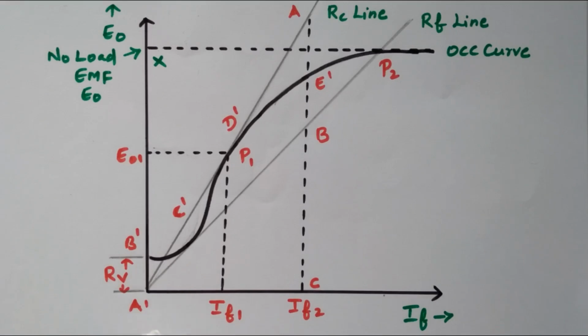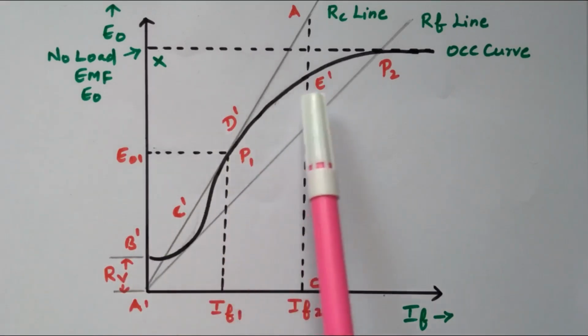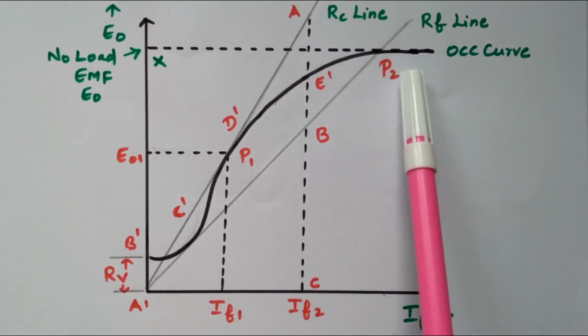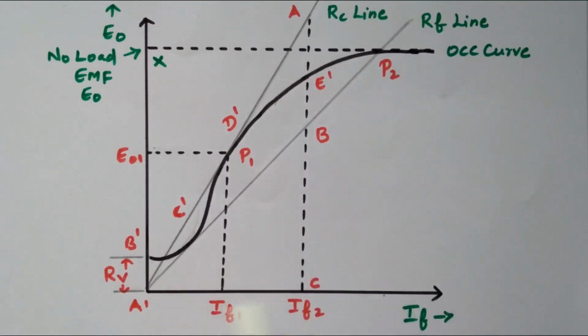Now we have the points available. This is A1, the 0 is A1. At this minimum value, the residual magnetism point is B1, then C1, D1, this is E1, this point is P2. Now we have discussed the open circuit characteristics with the residual magnetism and the points available.